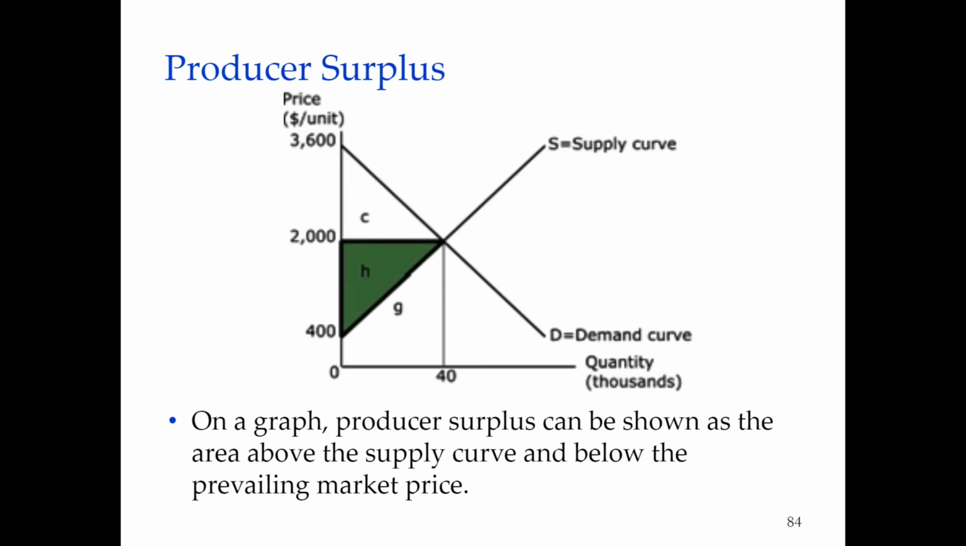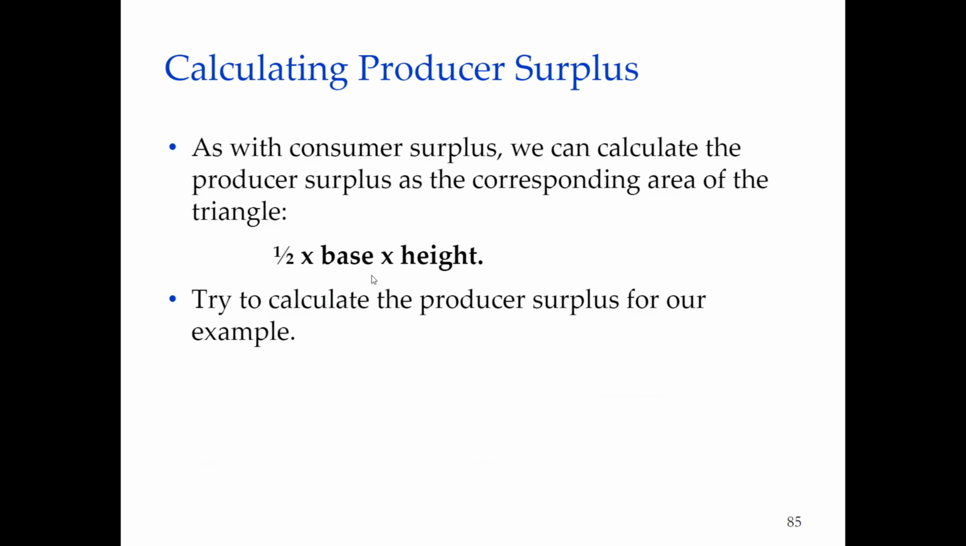And on a graph, producer surplus can be shown as the area above the supply curve and below the prevailing or current market price. It's shown as area H. Calculating producer surplus: as with consumer surplus, we can calculate the producer surplus as the corresponding area of the triangle, half times the base times the height. Try to calculate the producer surplus for our example.